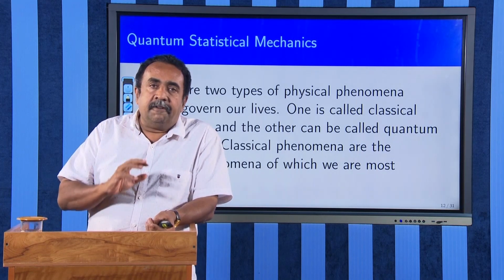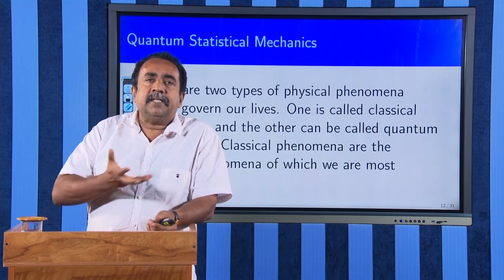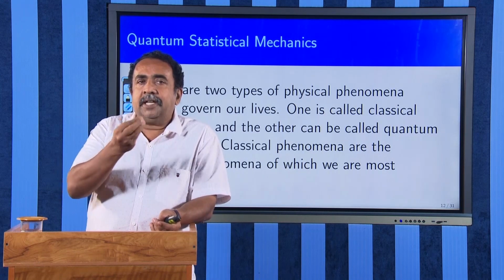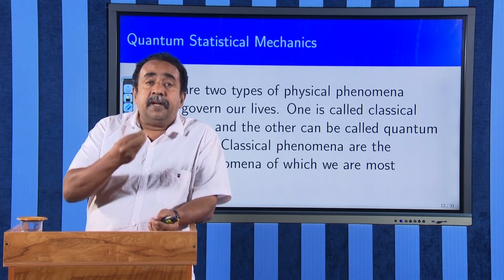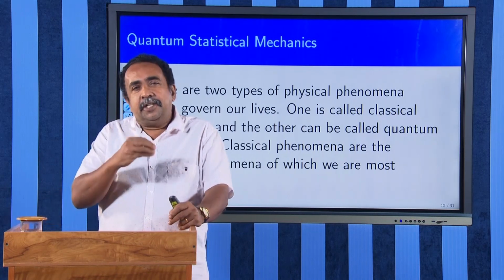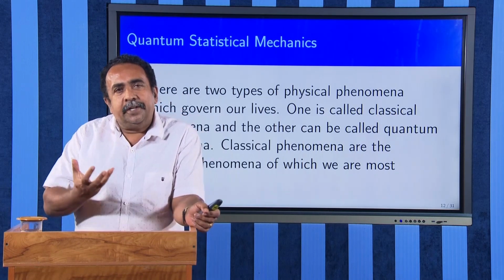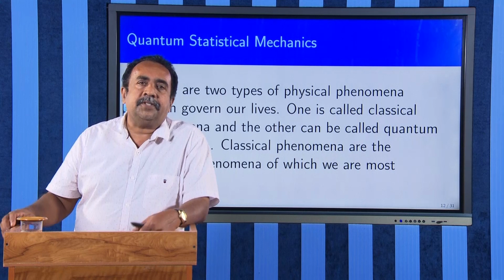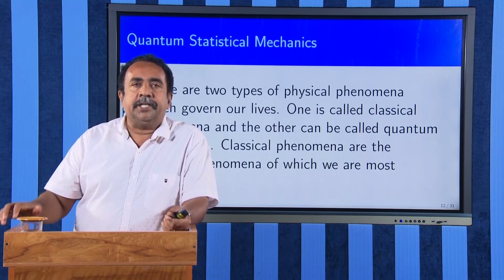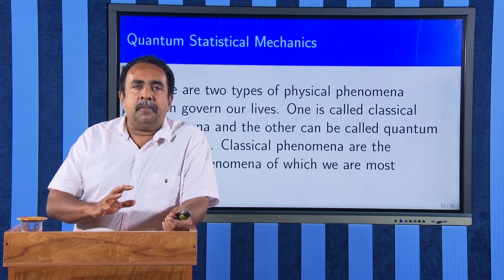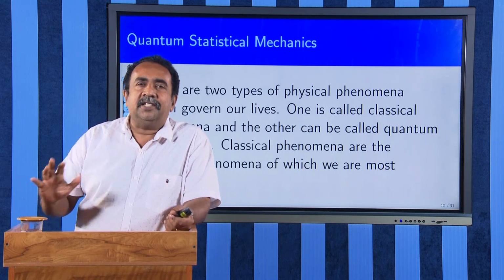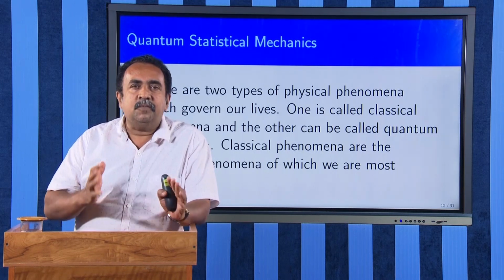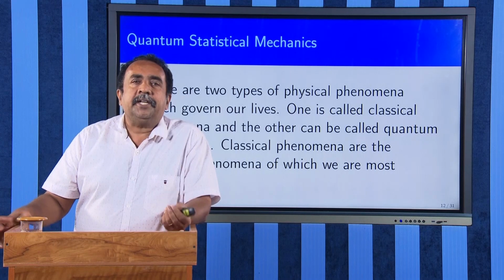Now, there are a large number of other phenomena. For example, the best example is black body radiation. You have the Earth revolving around the Sun. I told you it is classical statistical mechanics. But at the same time, the Sun is radiating. The Sun is giving out radiations. What are these radiations? Why are these radiations coming out of the Sun? What is the basic constituent of these radiations? You cannot explain all these phenomena with the help of classical statistical mechanics. You will have to develop a different branch of statistical mechanics, which we collectively call quantum statistical mechanics.